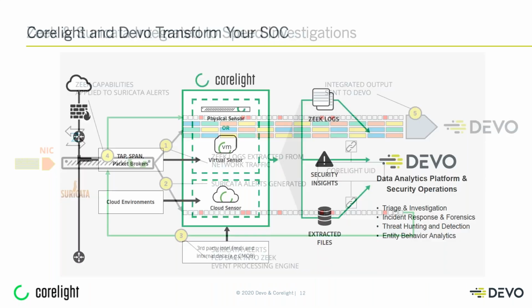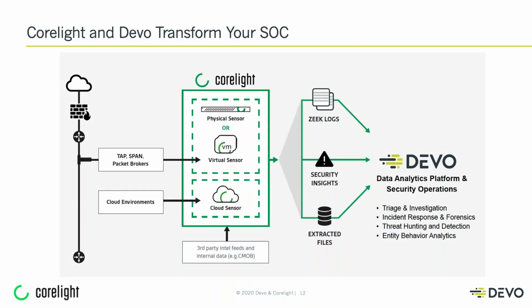So to give you an idea of how Corelight can be deployed in your network, this diagram is useful. Conceptually, a Corelight sensor ingests a copy of network traffic, processes packets, and performs deep packet inspection. It then sends the logs, the alerts, and the detections, all this great data, into Devo.